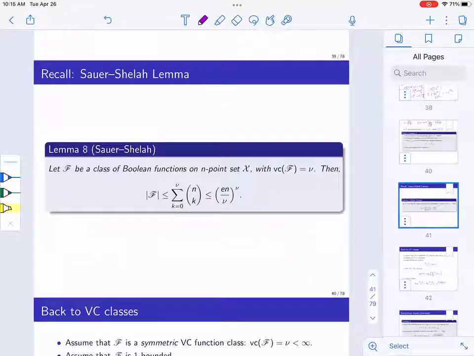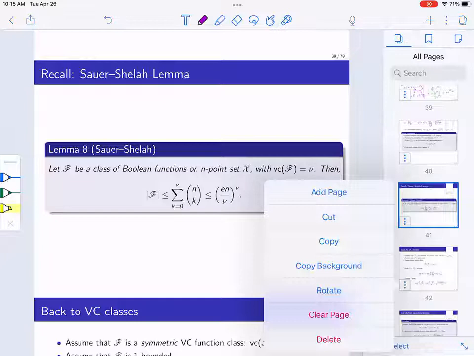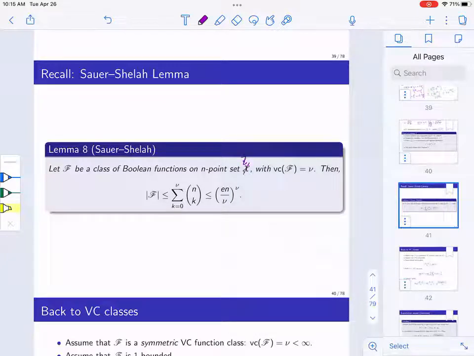So let F be a Boolean class of functions on an endpoint set, let's say Z in this case. That's our set Z. And the VC dimension is nu. Then Sauer-Shelah says that the size of F is controlled by (en/nu)^nu. So it's polynomial in n.